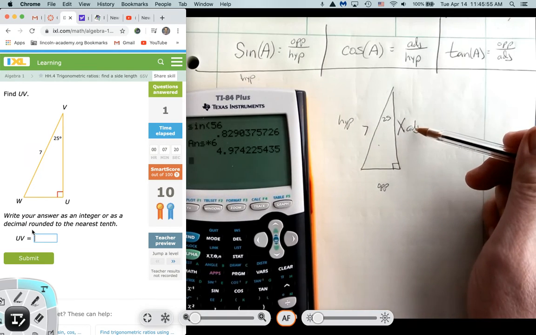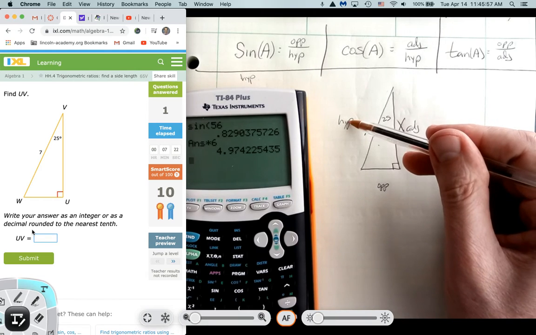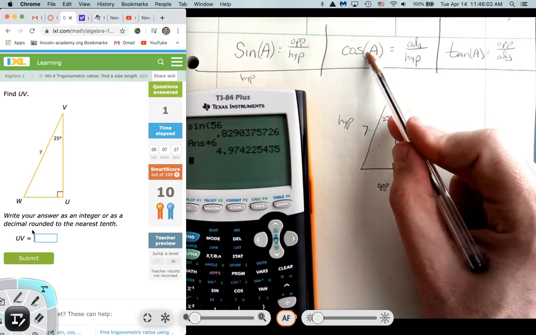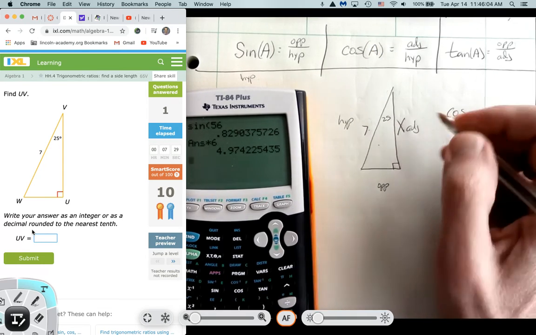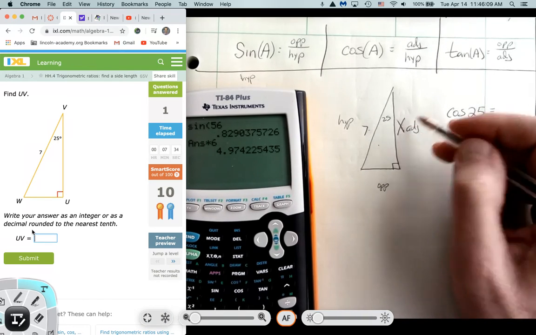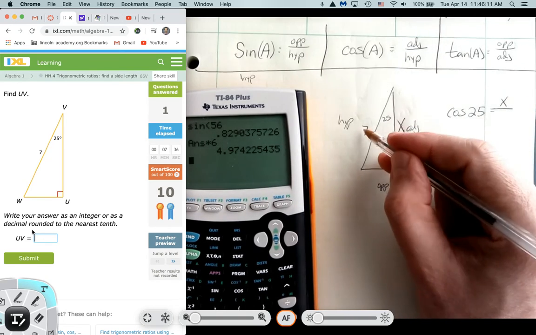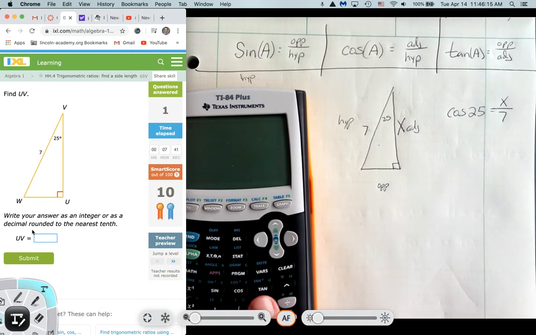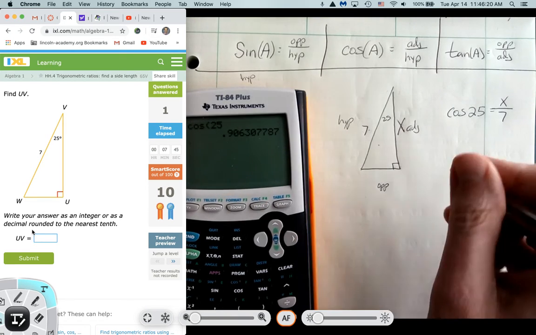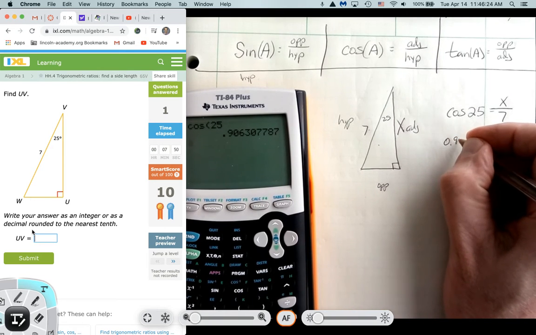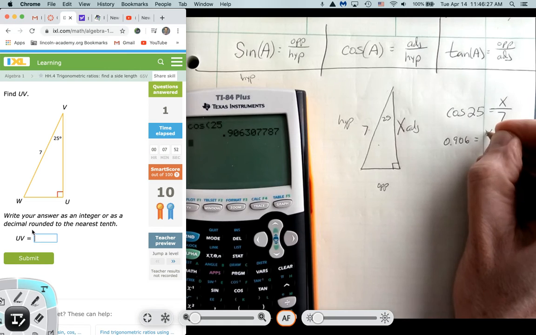Since I'm using the adjacent and the hypotenuse, because I know the hypotenuse, I'm going to use the cosine. So the cosine of 25 degrees is equal to my adjacent, which is x, over my hypotenuse, which is 7. Now on my calculator, I just take the cosine of 25 degrees. That gives me 0.906, so 0.906 equals x over 7.